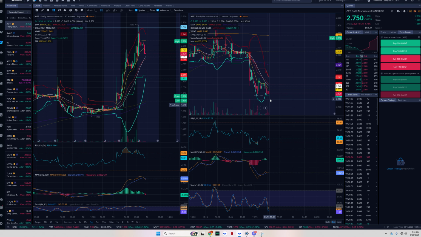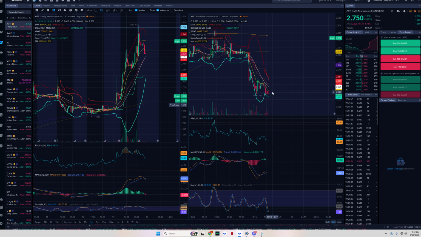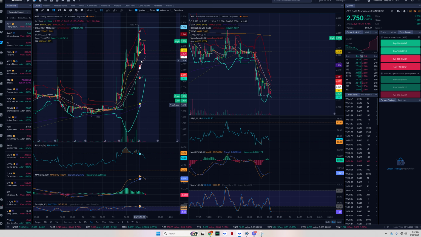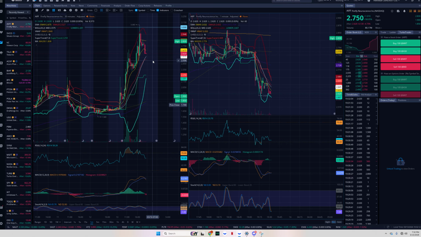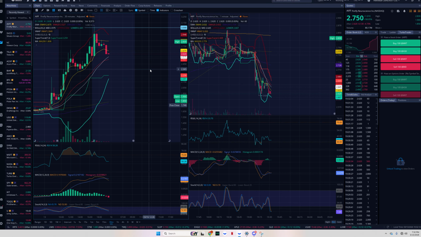How much volume is this? 3,000, 2,000. It's enough. We gotta break the low of this candle for confirmation though. Low of this candle's 262. We need to break below 262. If it holds 262, you got a high chance for this 30-minute candle to come back up and try to retest this EMA right here.